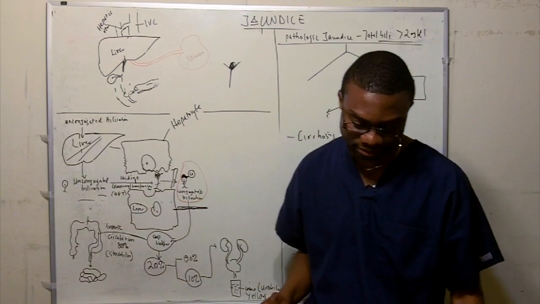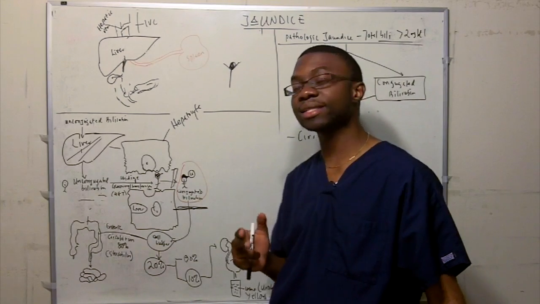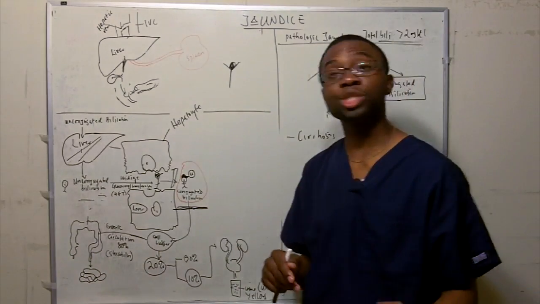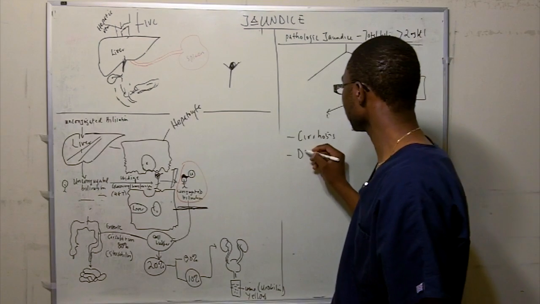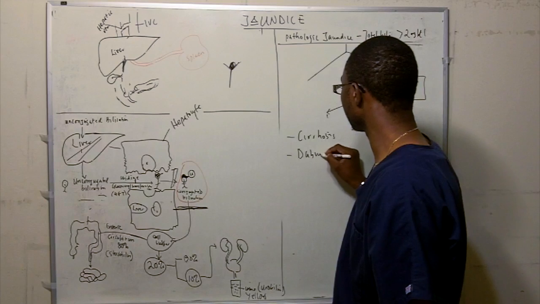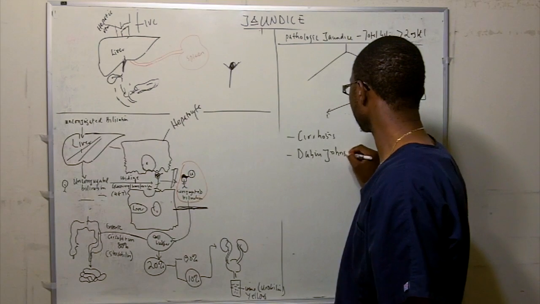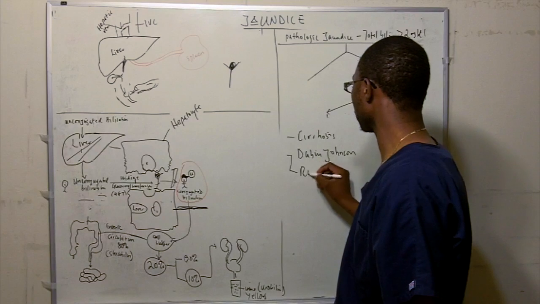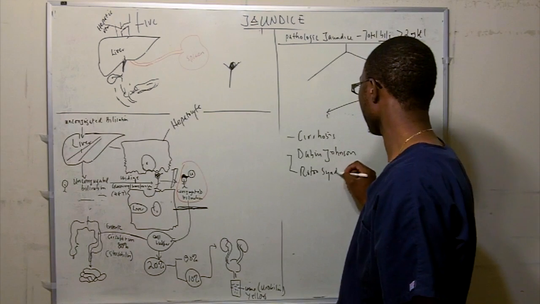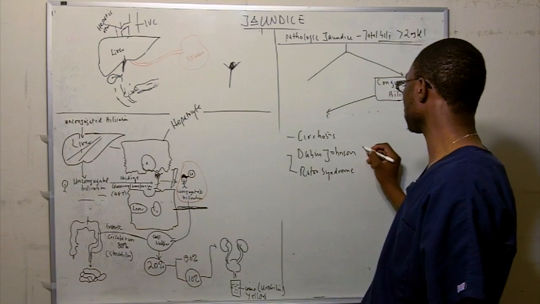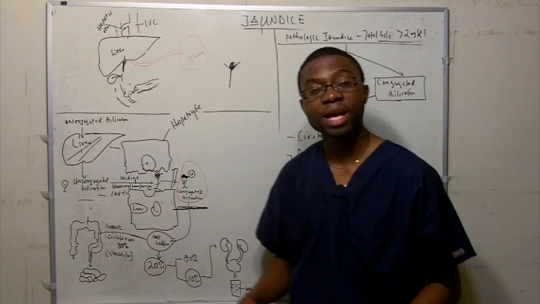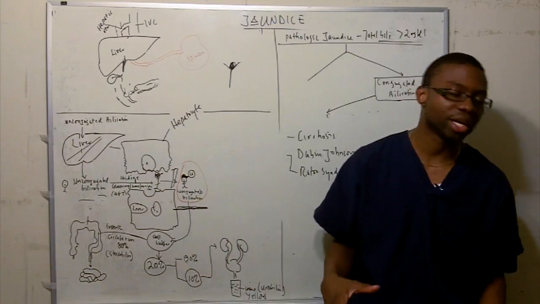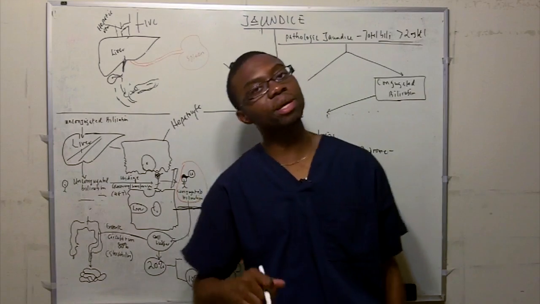How about this? There are 2 inherited diseases you need to know. Dubin-Johnson and Rotor syndrome. And these 2 syndromes are notoriously known for causing elevated conjugated hyperbilirubinemia.